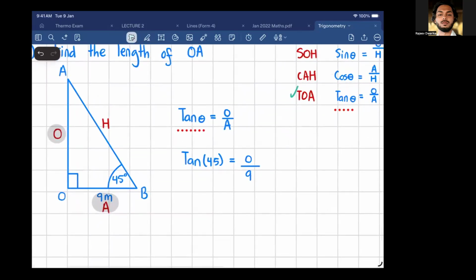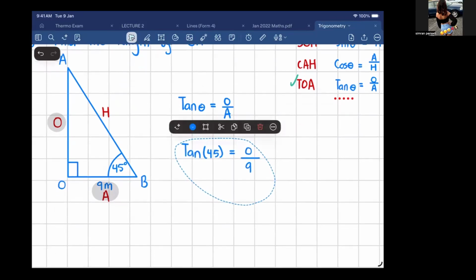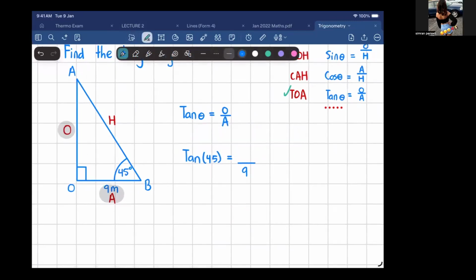All right. And Simran, we are trying to find for what here? OA. Right. And OA is the opposite, correct? Yeah. So instead of writing O, I could just write OA. So we need to find for OA. Right now, we have OA divided by 9. So tell me, Simran, what can I do on both sides to cancel off the 9 here?